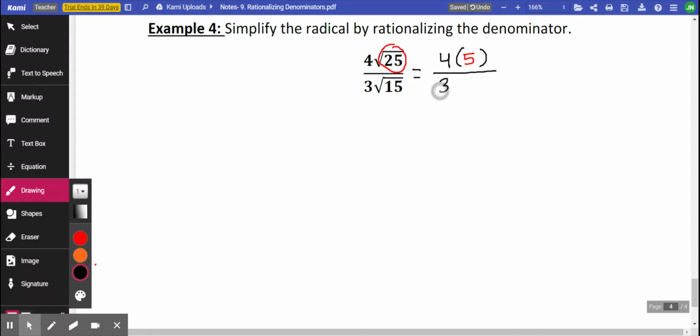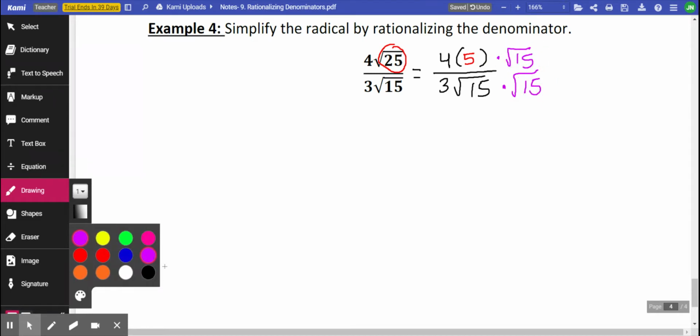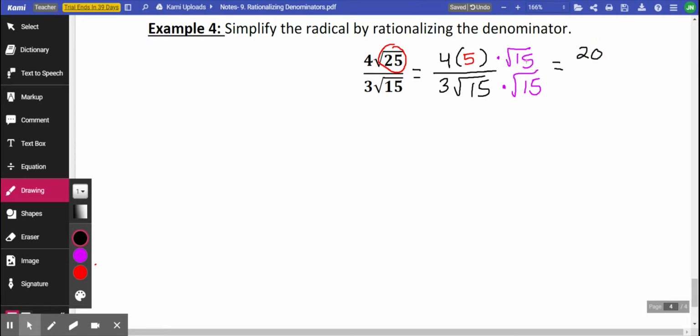On the bottom, I have 3 square root of 15. The problem is the square root of 15 on the bottom, right? I don't want square root of 15 on the bottom, so I'm going to multiply top and bottom by the square root of 15 in order to rationalize the denominator. If I do that, all I have to do is simplify and multiply everything out, and then I'm set. On top, 5 times 4 is 20, so I'm left with a 20 there. I'm also left with that square root of 15.